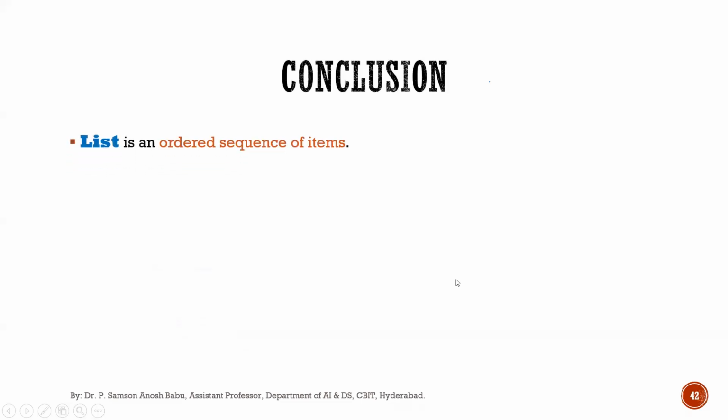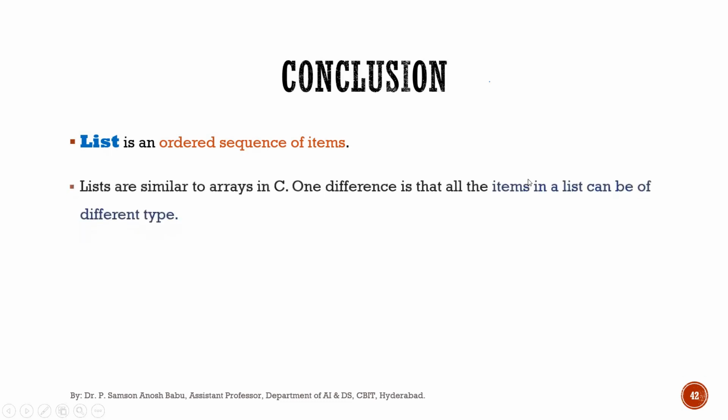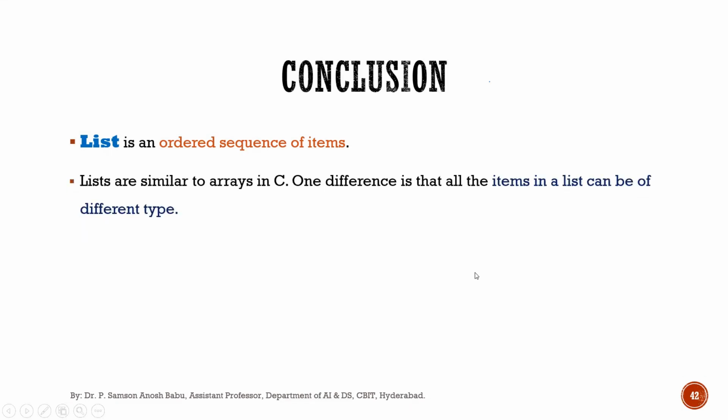In this session, we have seen lists and tuples. List is an ordered sequence of items. Lists are similar to arrays in C, and one difference is that all the items in a list can be of different types, whereas in arrays we used to have a similar kind of data type, but in a list we can have different types of data. Lists are ordered and changeable.